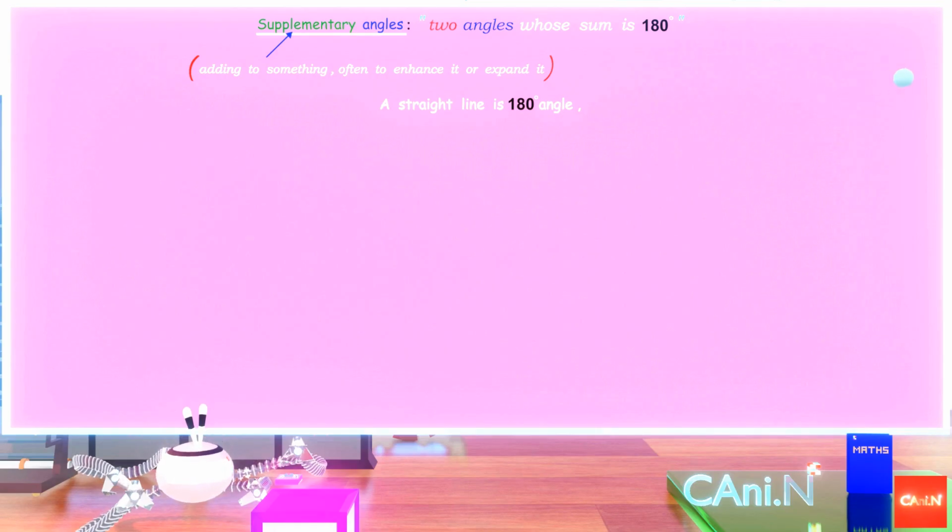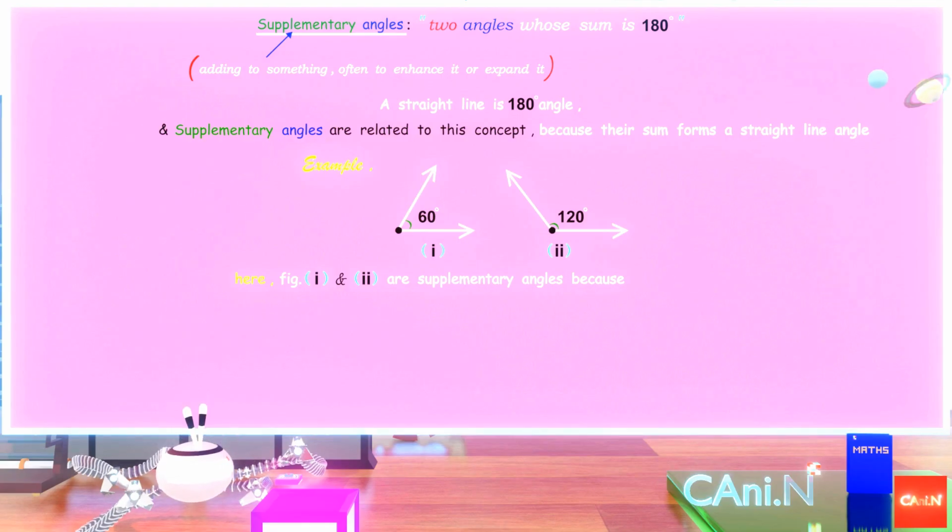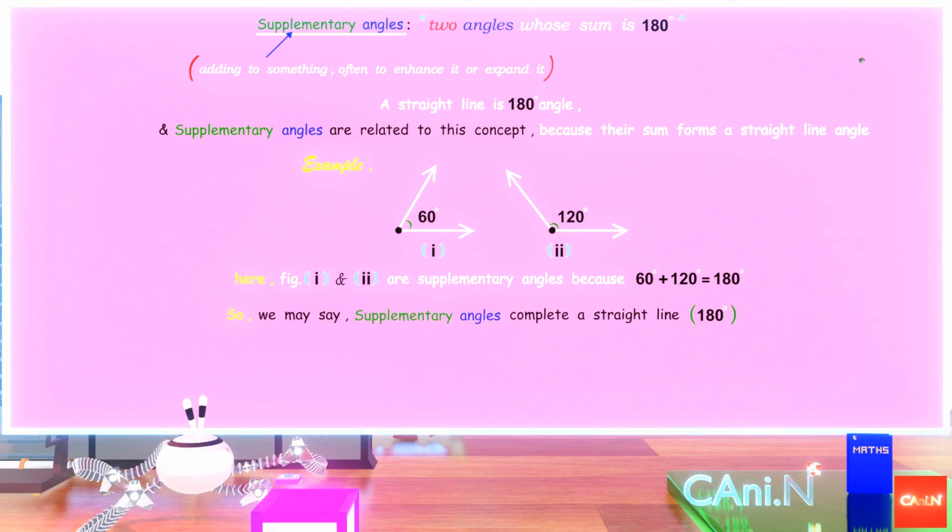Supplementary angles are two angles whose sum is 180 degrees. Here supplement means adding to something, often to enhance it or expand it. We know a straight line is 180 degrees angle. And supplementary angles are related to this concept because their sum forms a straight line angle. Example. Here, figure 1 and 2 are supplementary angles because 60 degrees plus 120 degrees equals 180 degrees. So, we may say, supplementary angles complete a straight line.